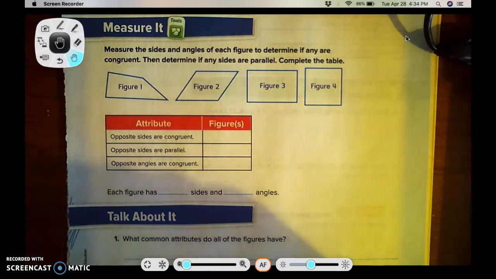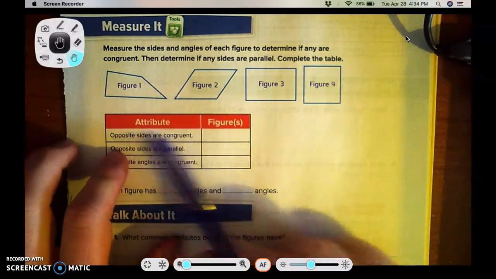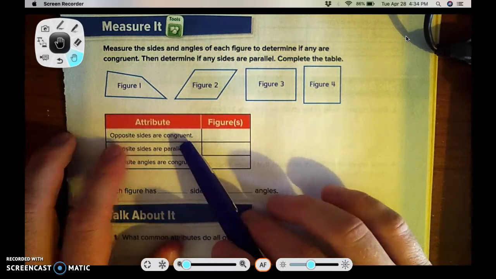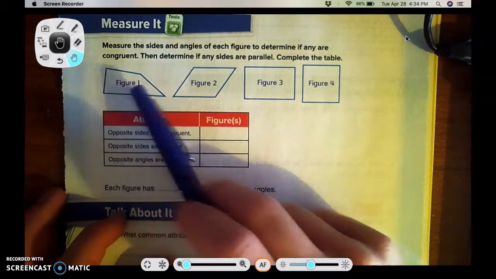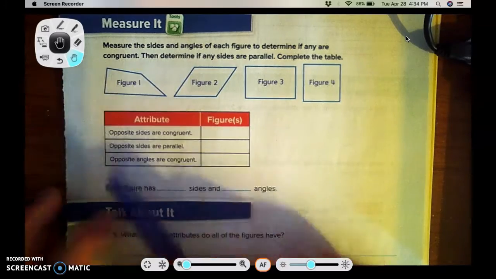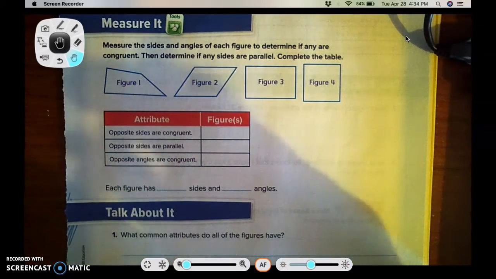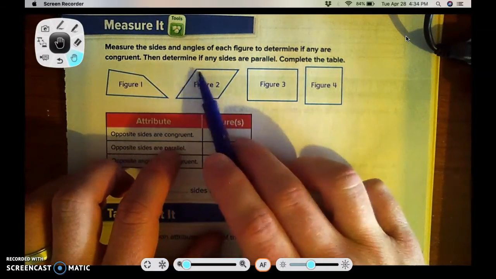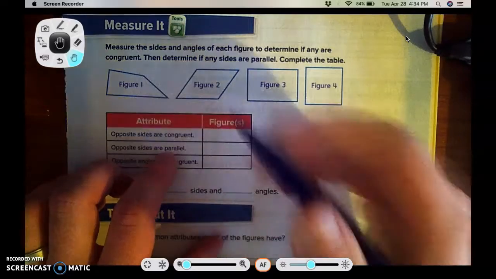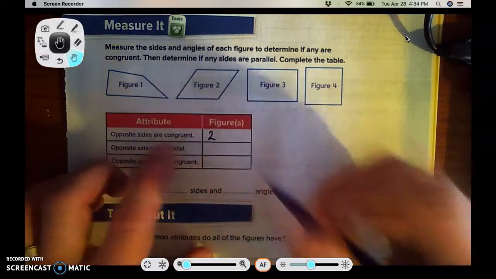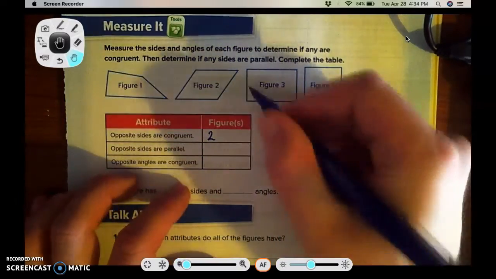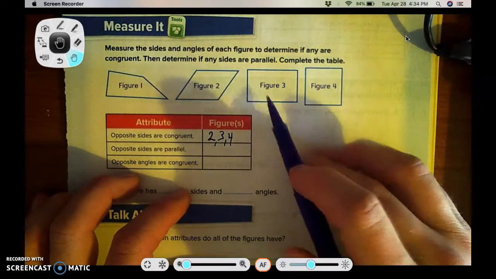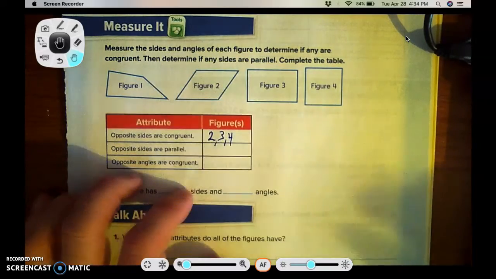So in this chart, it wants you to list all the figures, 1, 2, 3, and 4, that have opposite sides congruent. So if you look at figure 1, they aren't equal in length, so we're going to say that figure 1 isn't one of those that has opposite sides congruent. Figure 2, these are my opposite sides. They look like they're the same length. I'm going to say figure 2 is congruent on opposite sides. Same with figure 3. And figure 4. So again, the opposite sides are the same length.